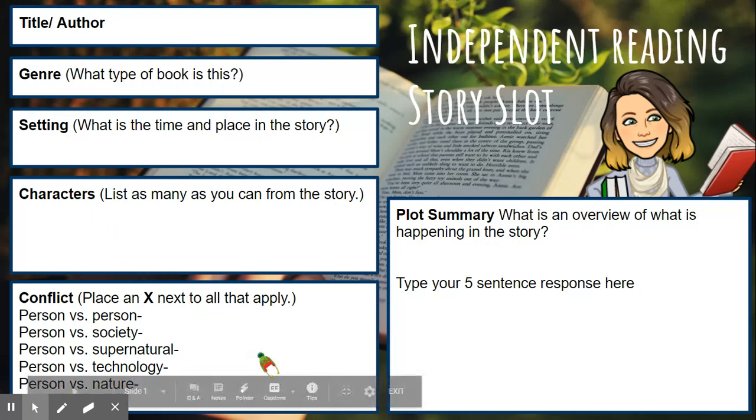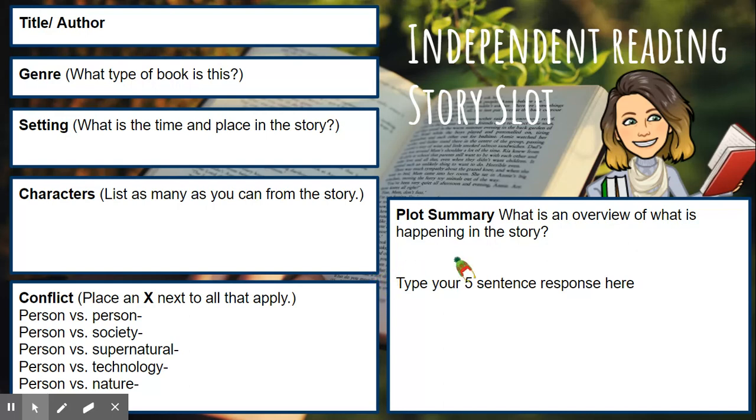You also want to indicate what the conflict is within the story. So you can do that by placing an X next to all that apply. Remember, there are 6 types. You have person versus person, person versus society, person versus supernatural, person versus technology, person versus nature, and the most common, the biggest conflict is person versus self.